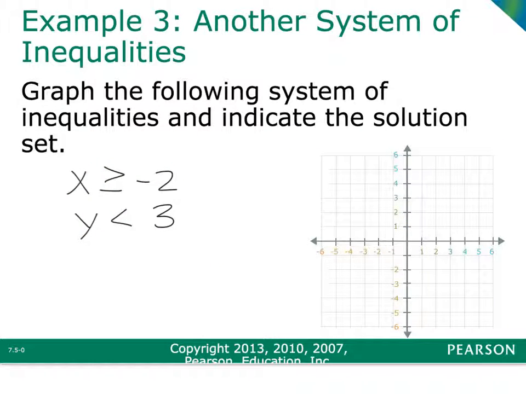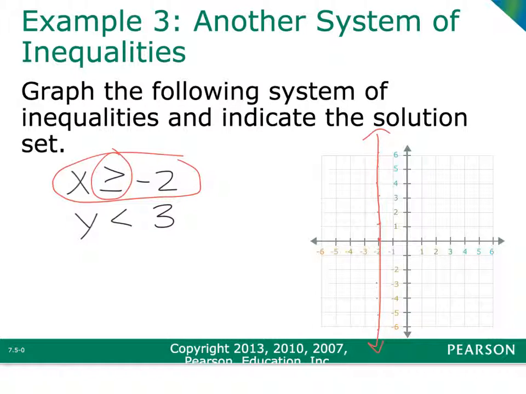One last example. Graph the following system of inequalities and indicate the solution set. The first is the inequality x is greater than or equal to -2. X equals a number is going to be a vertical line. So keep in mind that x equals -2 is all the points that run vertically through -2. Because there's a line underneath my inequality symbol, I am going to use a solid line.